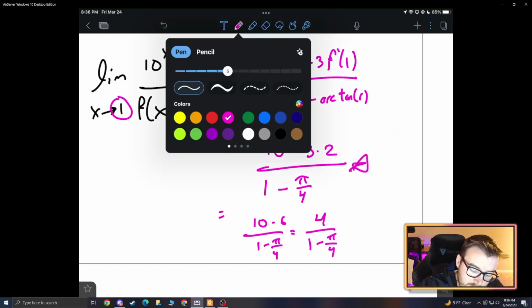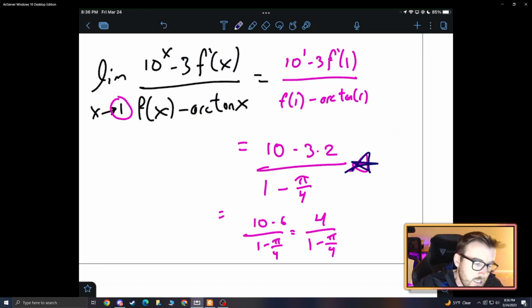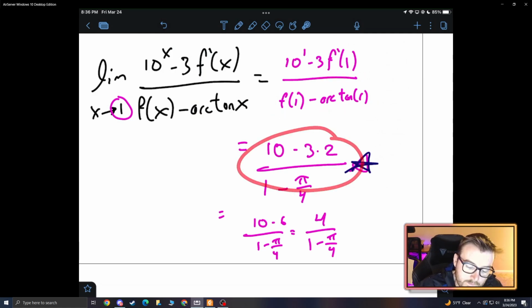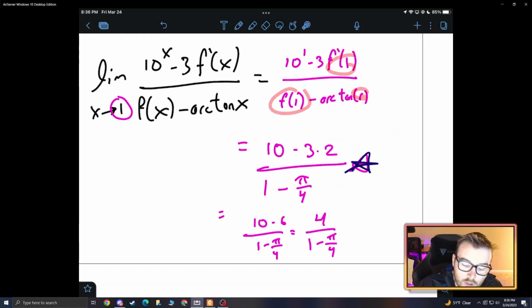And I think that's really valuable to recognize: if all you have is pure numbers, you're done. Here, we weren't done because we needed to solve for f of 1, f prime of 1, and arctangent of 1. But at this stage, now that we've found each of these values, you don't need to simplify all the numbers. If you've just got pure numbers on the page, you're done. That question was only worth 1 point. Probably because they realize it's pretty straightforward. You plug in the number 1 and you see what happens.